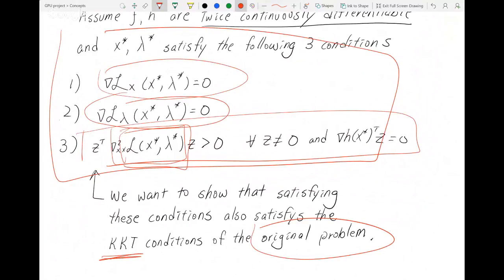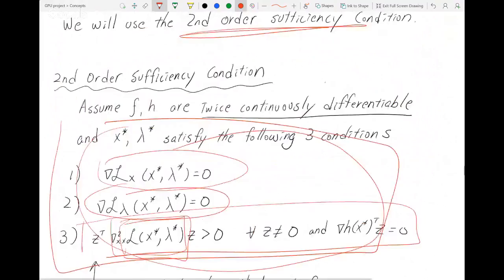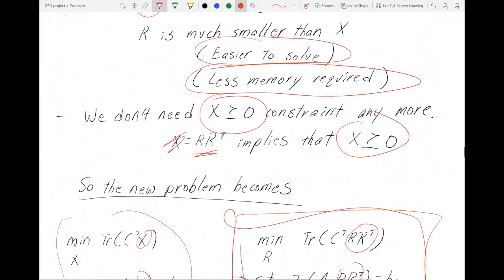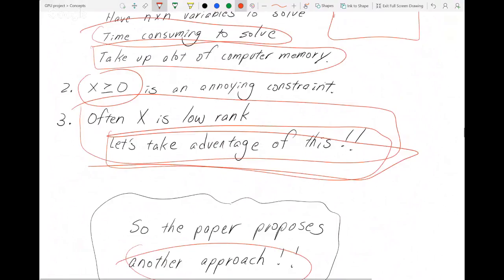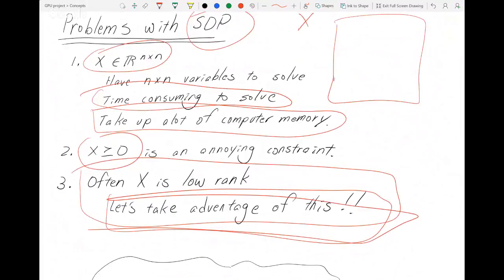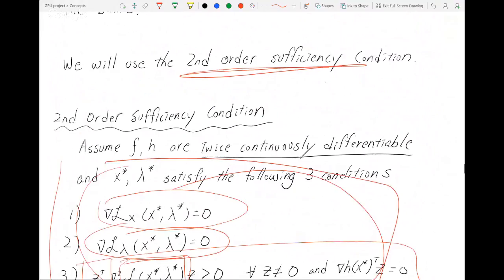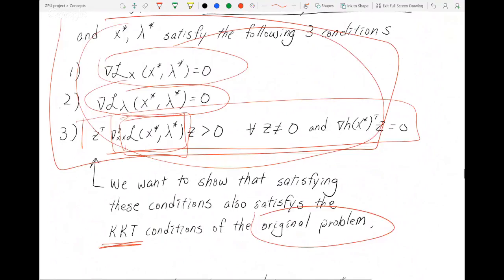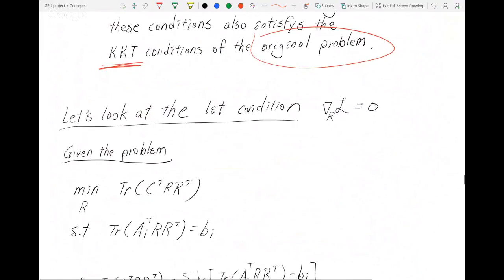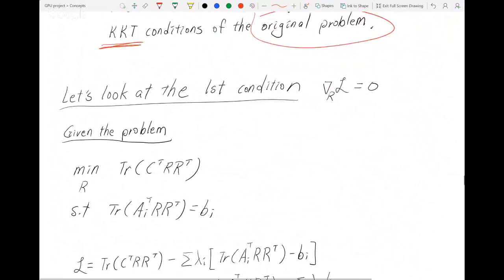So we're going to satisfy these. When we satisfy these, the KKT conditions we were looking at before, here, well, I can't find it anymore, will also be satisfied. So that's basically the point of the paper. Let's look at the first condition.